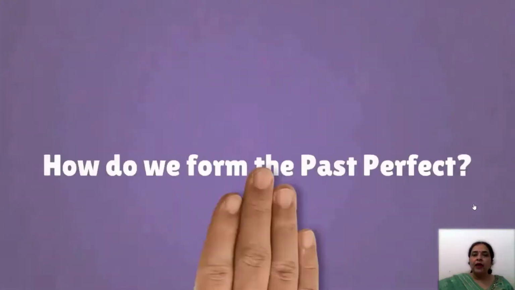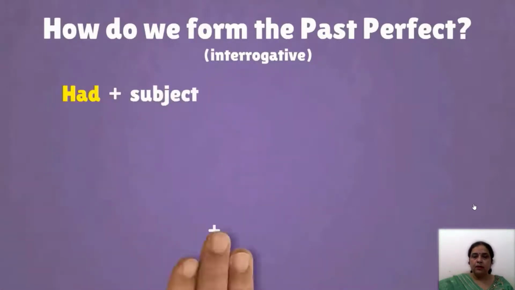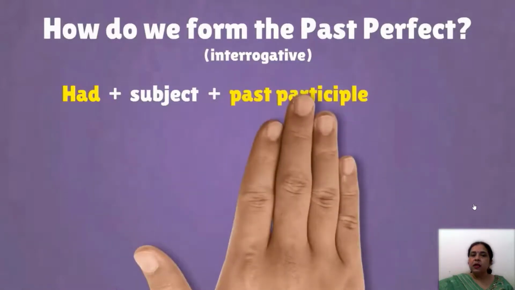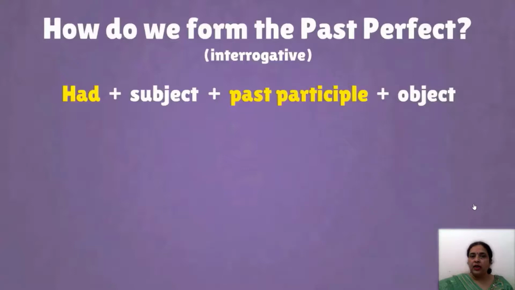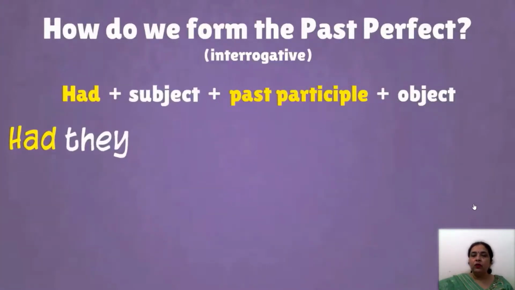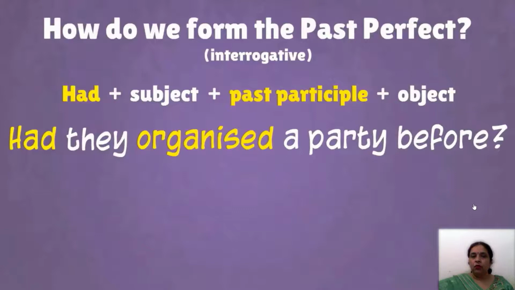Now how to make interrogative sentences. To make an interrogative or question sentence, we have to bring the auxiliary verb had before the subject. Had plus subject plus past participle form of verb plus object, and as it is an interrogative sentence, at the end we add a question mark also. For example, had they organized a party before?